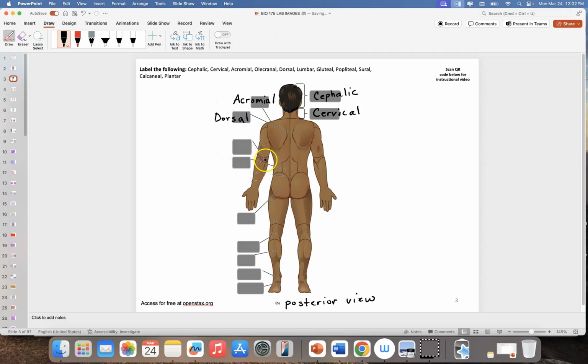The back of the elbow is olecranon. The lower back is lumbar. When we're talking about the buttocks, we use gluteal. The back of the knee, popliteal.